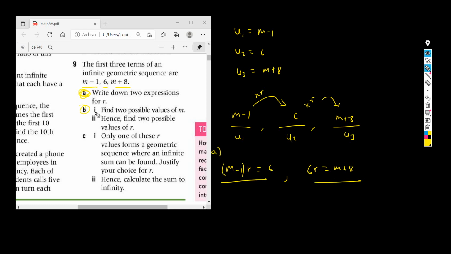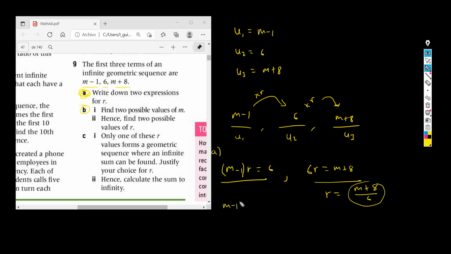Then B, first letter. Find two possible values of m. Okay, how do you do that? You have to solve this system of equations, guys. Look, I'm going to isolate r from this one. I'm going to get r equals m plus 8 over 6, right? And I'm going to put this value, which is r, in there. This is what is known as the method of substitution.